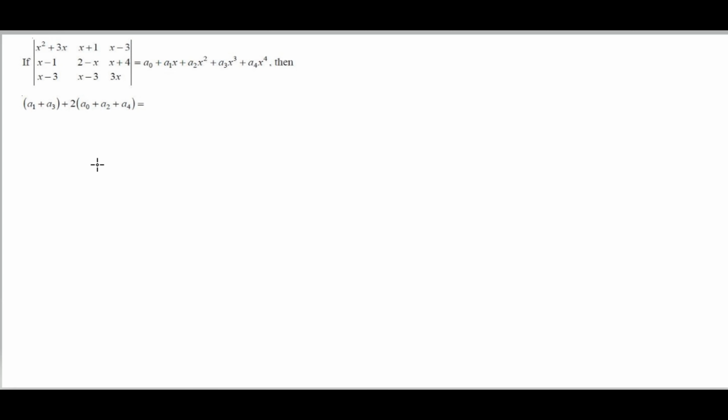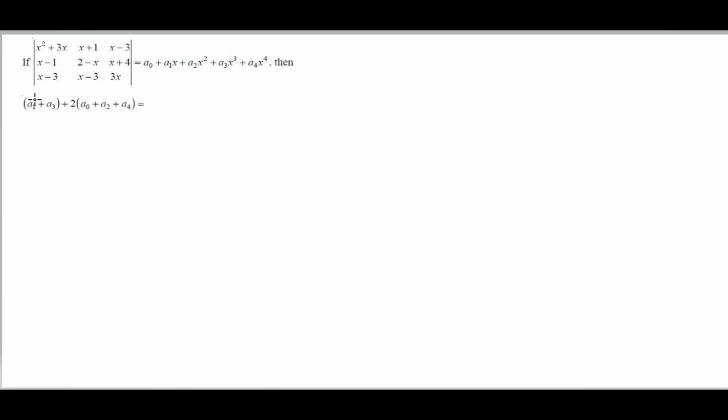Friends, today we are going to discuss the MSET paper which was conducted on 9th May 2019 in Telangana state. Here is given: if the determinant of x square plus 3x, x plus 1, x minus 3; x minus 1, 2 minus x, plus 4, x minus 3; x minus 3, 3x is equal to a0 plus a1x plus a2x square plus a3x cube plus a4x to the power 4, then the value of (a1 plus a3) plus 2 into (a0 plus a2 plus a4) is dash.